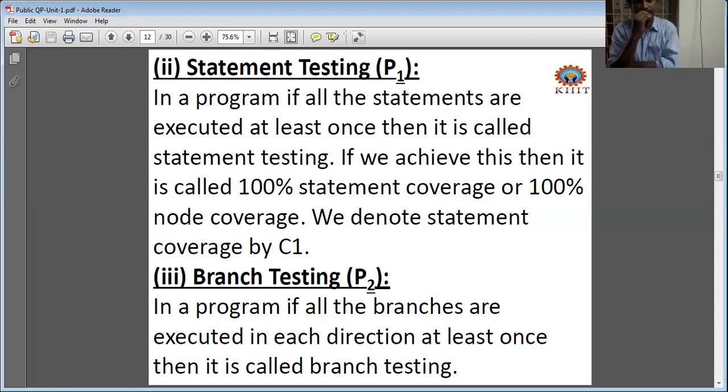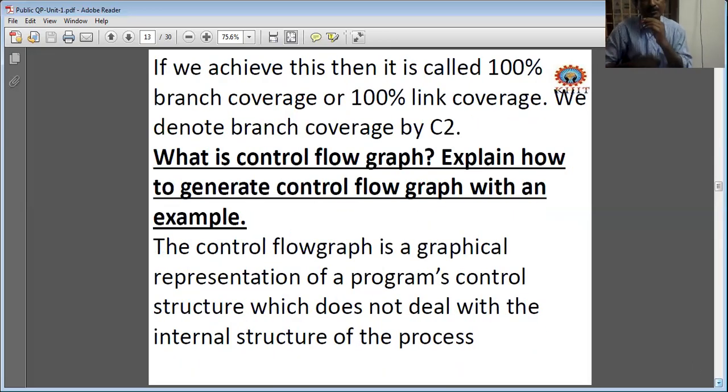Next is branch testing, P2. In a program, if all the branches are executed in each direction at least once, then it is called branch testing, P2. If you achieve this, then it is called 100% branch coverage or 100% edge coverage. We denote branch coverage by C2.